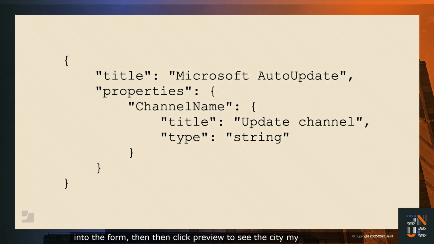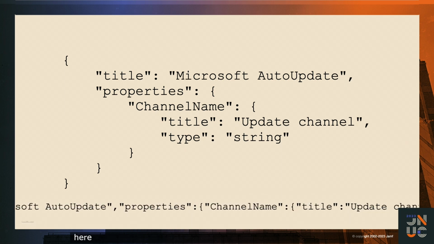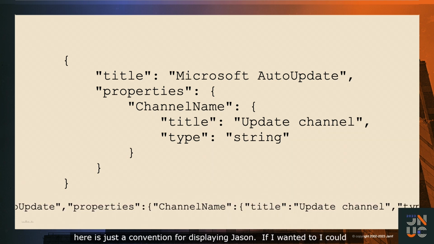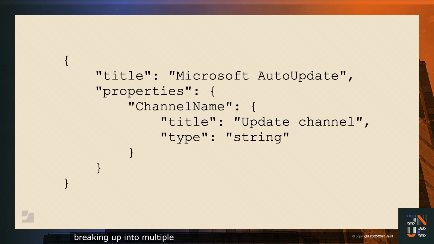Now let's look at that JSON again. What I'm showing you here is just a convention for displaying JSON. If I wanted to, I could write all of this as one long line of text and it would still work. But breaking it up into multiple lines like this and adding some indentation is really going to make it a lot easier to read. But JSON structure follows a few simple rules.